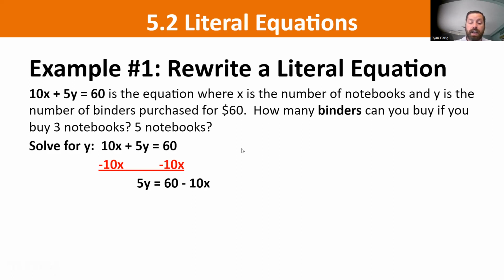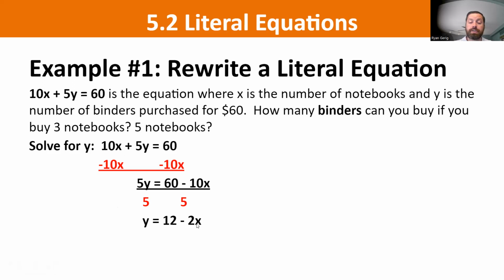Now I need to move the 5. I need to get rid of the 5 by dividing both sides by 5. And when I do that, the 5s cancel on the left, and I'm left with y equals, and I'm going to do 60 divided by 5, which is 12, and negative 10x divided by 5, which is negative 2x.